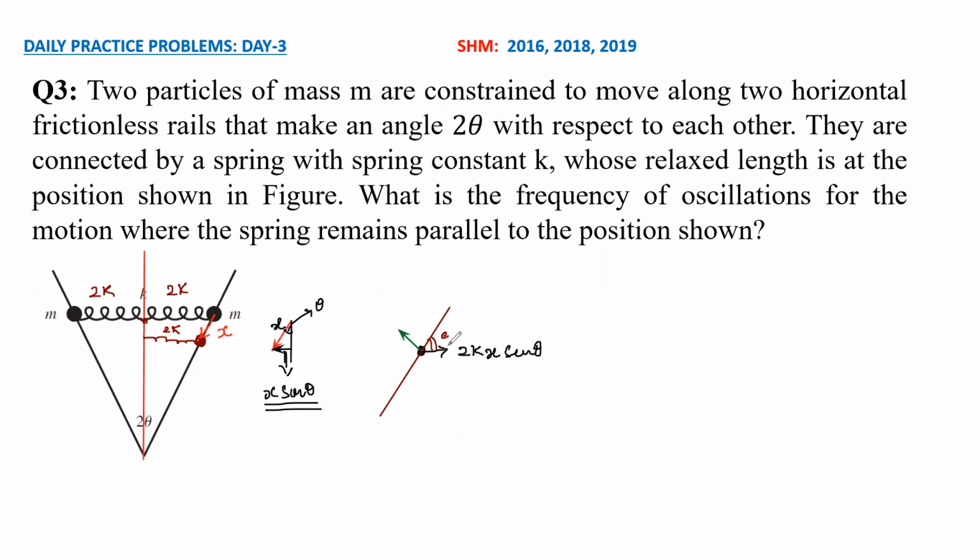And this angle here is 90 minus theta. So the tangential component of the spring force, which is 2kx sine theta times cos of 90 minus theta, which is also sine theta, is the restoring force. So we can write minus 2kx sine square theta, because the displacement is down but the restoring force is up the incline. That is equal to m into a. So the acceleration is minus 2k sine square theta divided by m, into x.